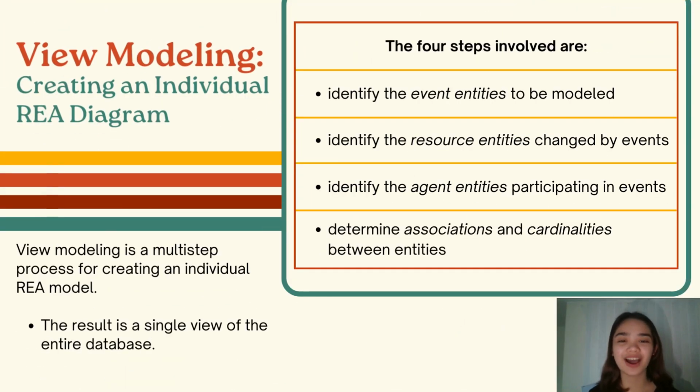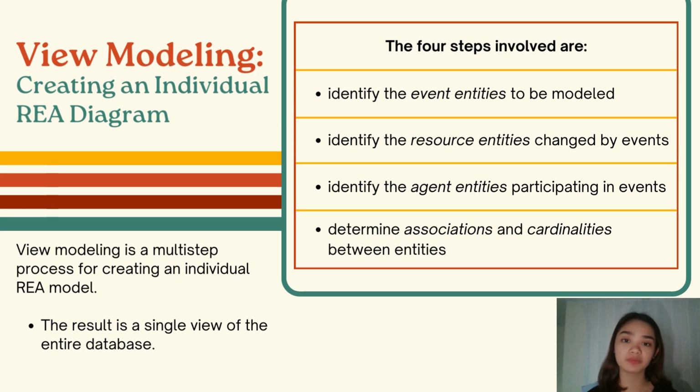After identifying the differences between ER and REA diagrams, let us now move forward with view modeling, creating an individual REA diagram. This section describes the view modeling process as applied to creating an REA diagram. To describe view modeling, it is a multi-step process for creating an individual REA model where the result is a single view of the entire database.